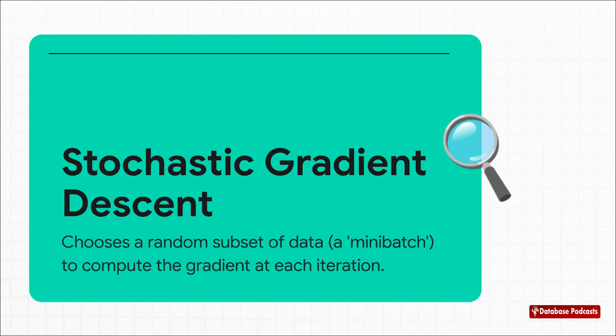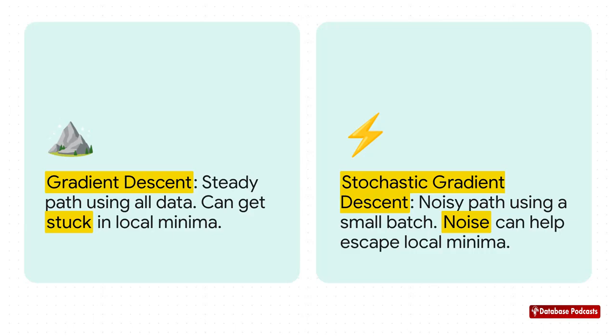And this is where a really clever shortcut comes in called stochastic gradient descent, or SGD for short. Instead of looking at the entire landscape, you just take a quick peek at a small, random sample of the data, we call it a mini batch, to get a pretty good guess of which way is down. Then you take a step, and you do it all over again. So let's break down the trade-off here. Full gradient descent is slow but steady. SGD is way faster, but its path is, well, it's pretty noisy and all over the place.